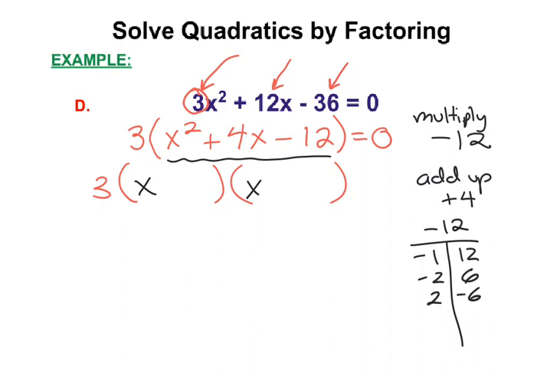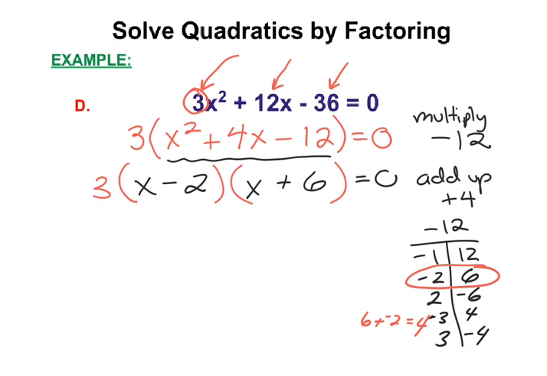So negative 3 and positive 4 and positive 3 and negative 4. So if we look at these here, and you recognize that these two factors, 6 times negative 2 is going to give you negative 12, but 6 plus negative 2 gives us a positive 4. So we can use those factors. So that's going to be x minus 2, and then x plus 6 is still equal to 0.